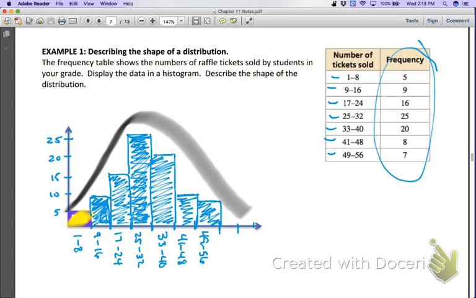Okay? It's when your high point is pushed over to one side or the other that it's going to be skewed the other way. That's where it's opposite. So if your high point is on the left side, it's going to be skewed right. If your high point's on the right, it's going to be skewed left.